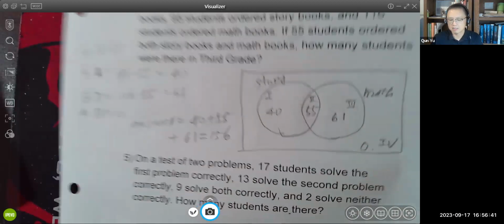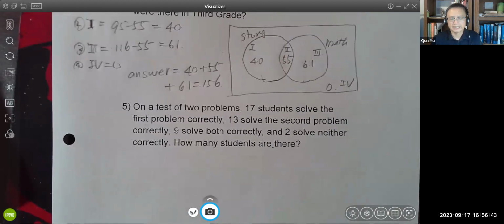Okay, the last one. On a test of two problems, 17 students solved the first problem correctly. 13 solved the second problem correctly. 9 solved both correctly, and 2 solved neither correctly. How many students are there? So we're still finding the universal set.